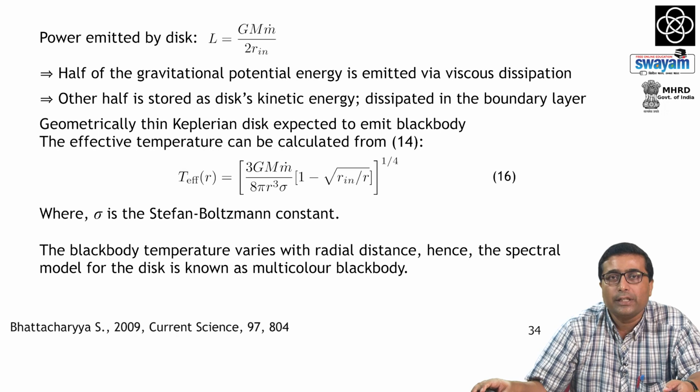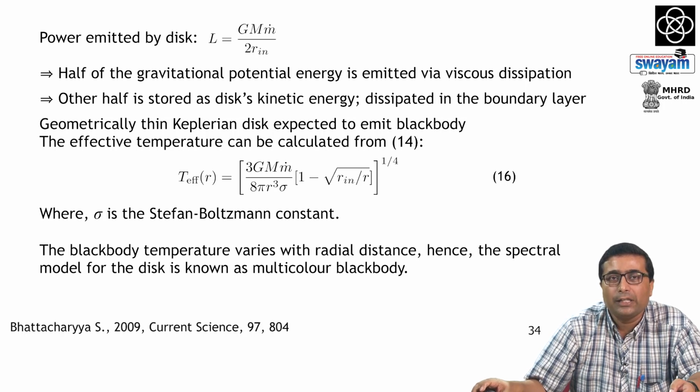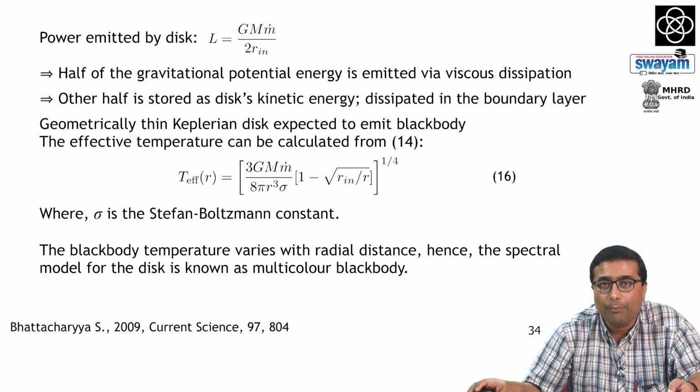This is equation 16. Here sigma is the Stefan-Boltzmann constant. The black body temperature varies with the radial distance, as can be seen from here. The temperature is a function of radial distance r. The spectrum from a disk is known as a multicolor black body.